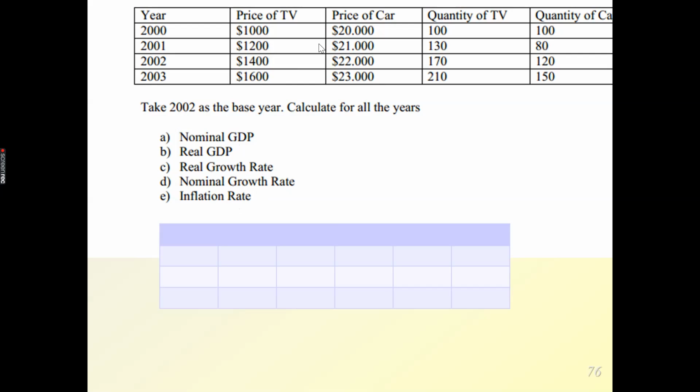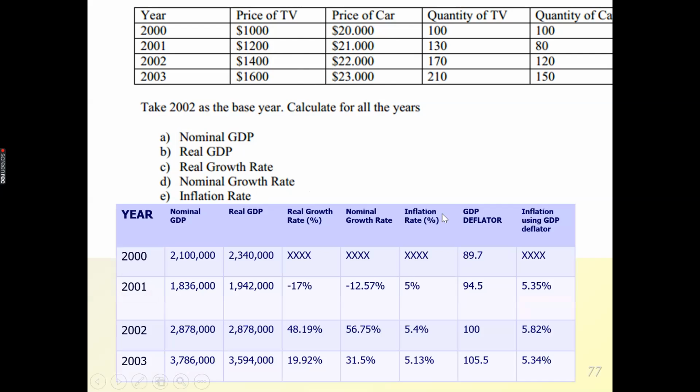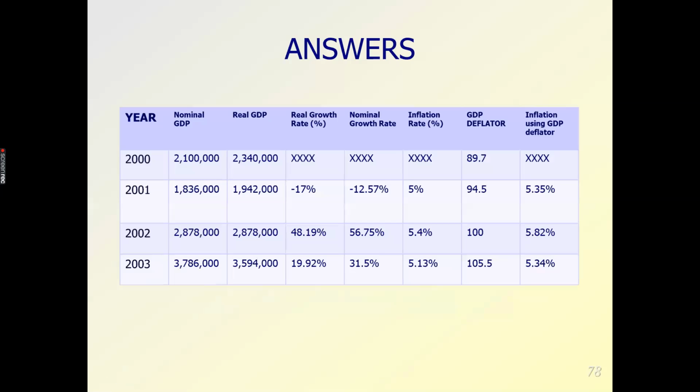Otherwise, we can calculate the inflation rate just by calculating the rate of change of all the prices changing, in this case, TVs and cars over time. So here are the answers. I'm gonna put the answers on the next slide so you can see them clearly.